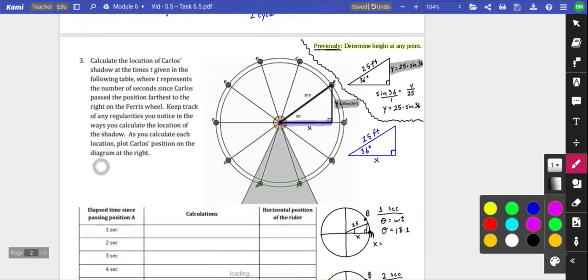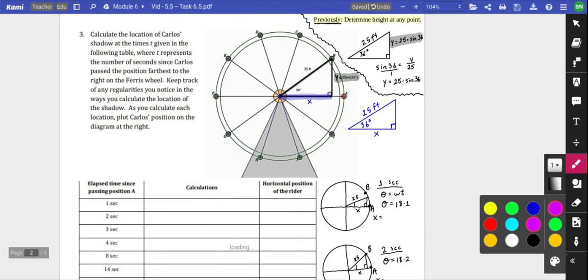Now moving on to part 2, we are trying to calculate how far to the right or to the left we are at any given time. Previously, denoted on the top right, we determined the height at any point. We use sine because we wanted to get the y value, being this side right here that I'm circling in purple, and because the y value would be opposite over hypotenuse, we use sine.